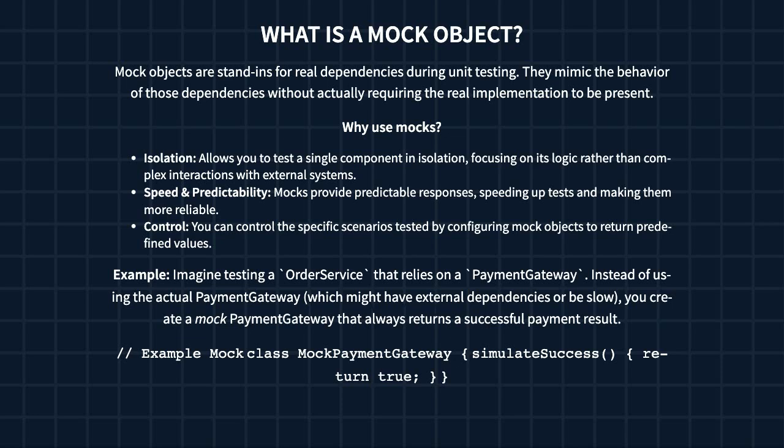So, instead of using the real database or API, which can be slow and unreliable, we use a mock object. A mock is essentially a controlled version that gives us exactly what we need for the specific test: predictable responses, fast execution, and full control over the testing environment. It isolates our component and helps us ensure it works correctly on its own.